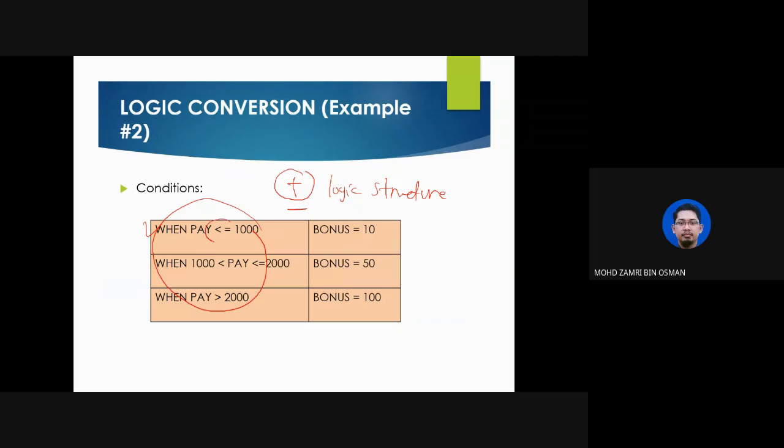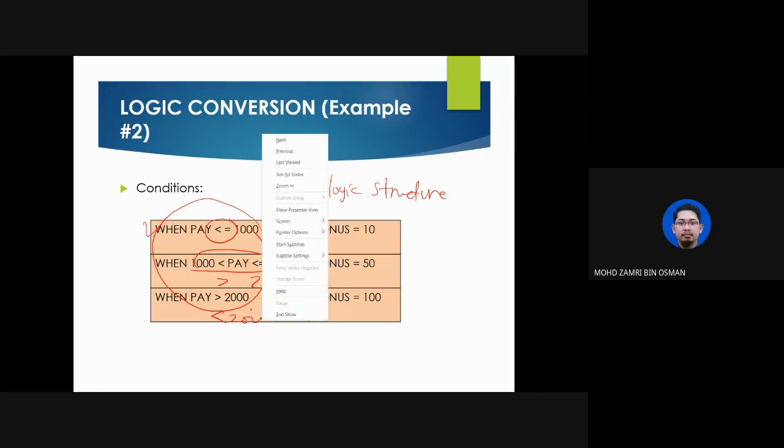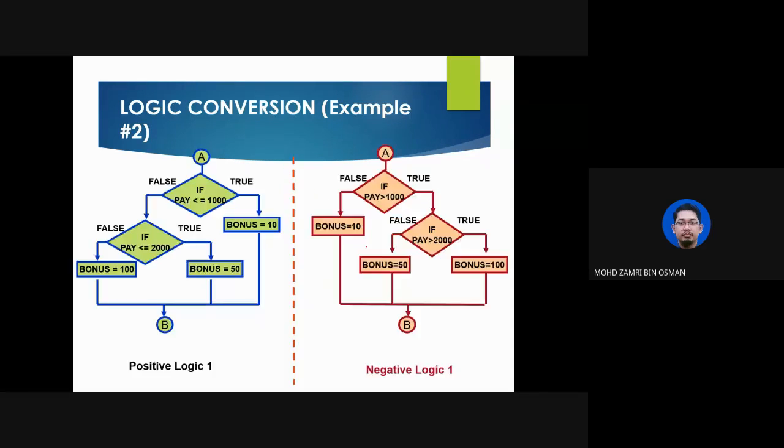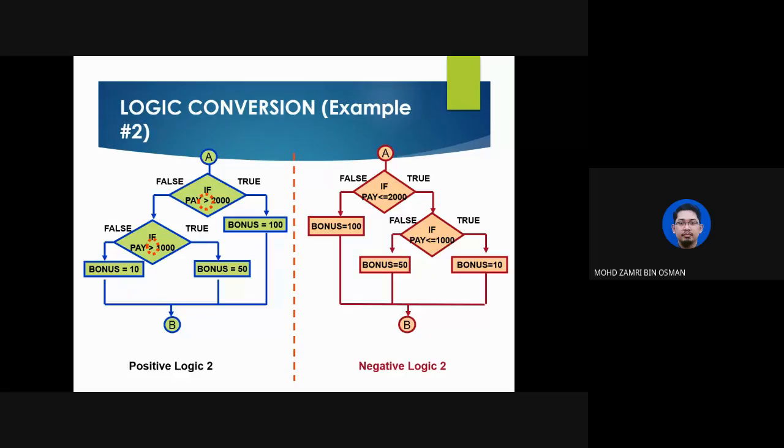Let's say this one. The opposite for this condition is greater. The opposite for this one is greater, or greater or equal, something like that. This one is less than 2000. So whatever is less than 2000 here depends on this one.